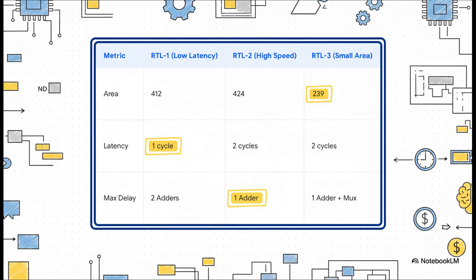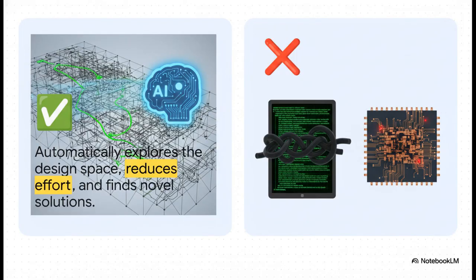RTL1 has the lowest latency. It gets you the answer in a single cycle, fastest response time. RTL2, the pipelined one, can run at the highest clock speed, making it the fastest in terms of raw throughput. But look at RTL3. By reusing its adder, it is by far the smallest and most cost-effective. You can see right away, there's no single best option here. So the huge power of behavior synthesis is that it automatically explores this massive design space, finding clever solutions a human engineer might just miss.